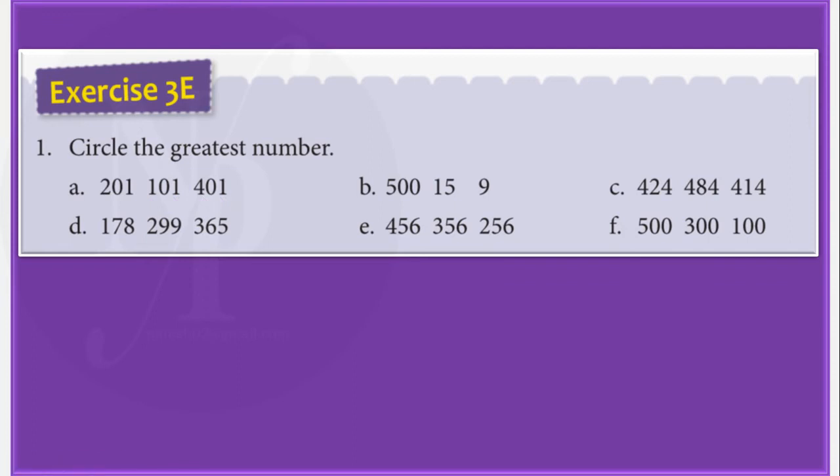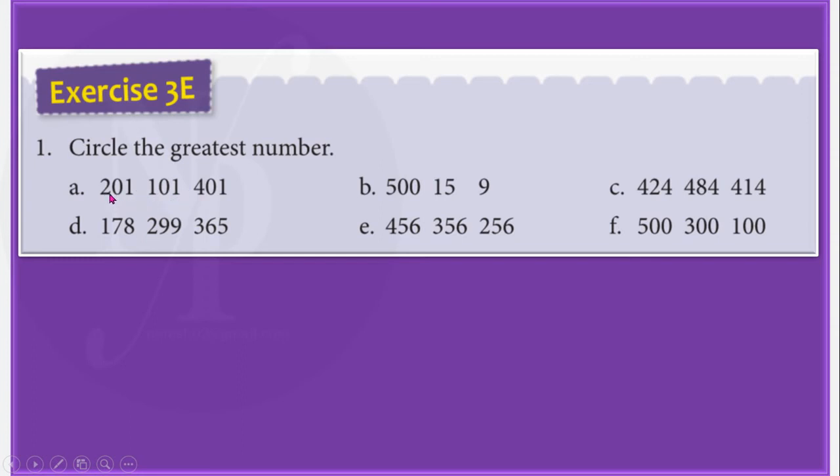To know which is greatest among these 3, we will compare the digits at hundreds place. So when we compare 2 and 1 in the hundreds place of first 2 numbers, 2 is greater than 1. Therefore, 201 is greater than 101.